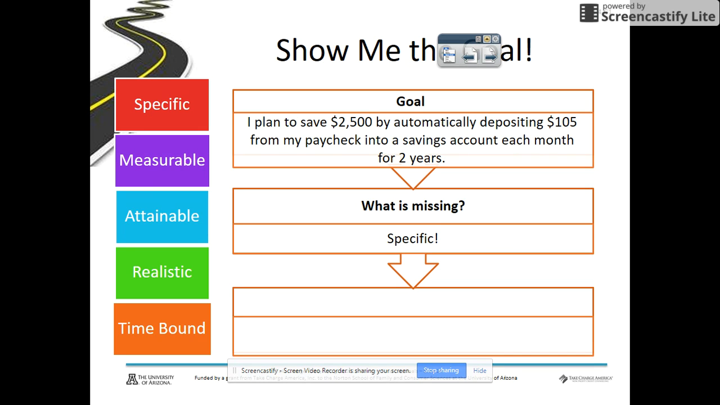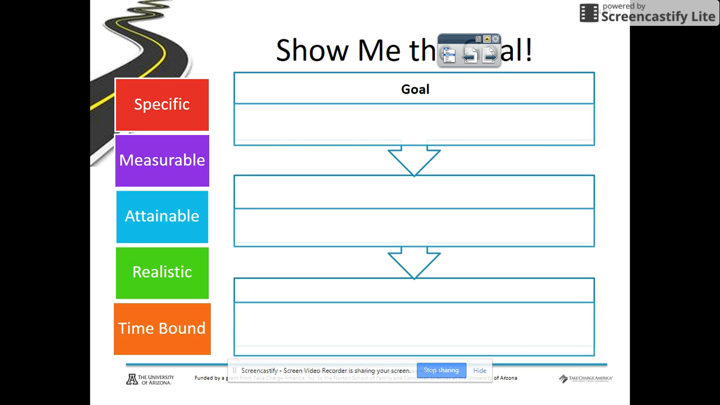It's not specific. What are we saving the money for? It says it has all the other pieces, but it doesn't tell us what we're planning to save the money for. Okay, so what the person is saving money for has not been identified. All right, another example. I plan to save $5,000 for college living expenses in 4 years.